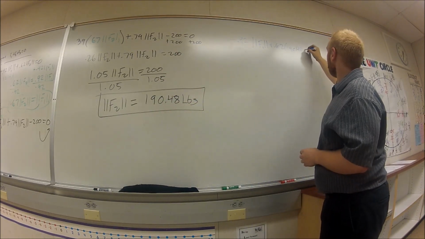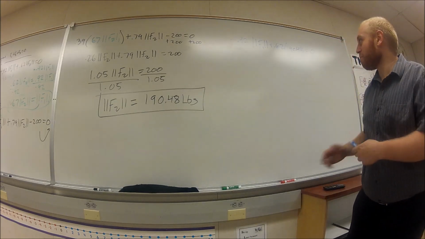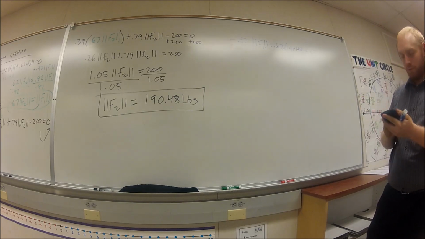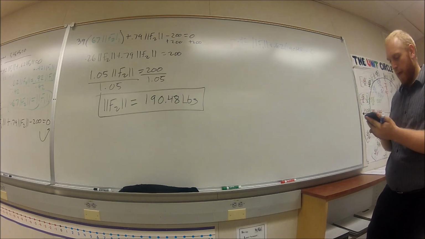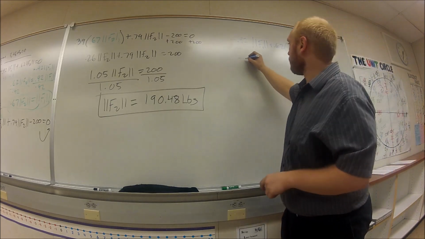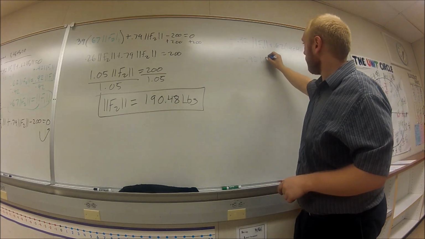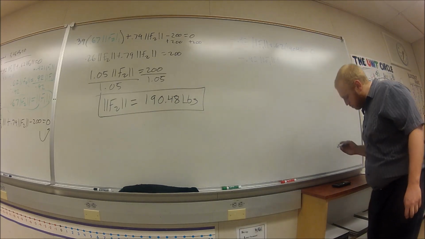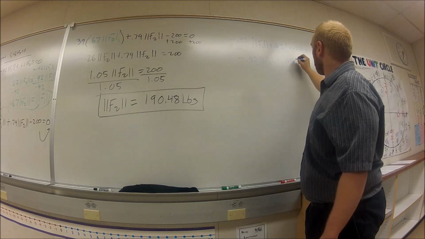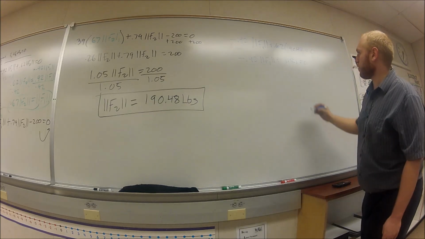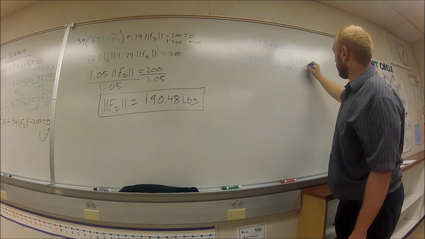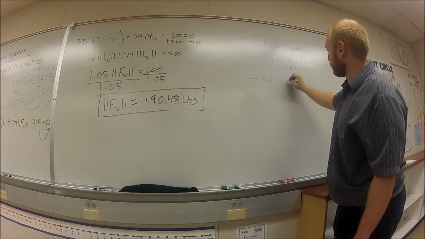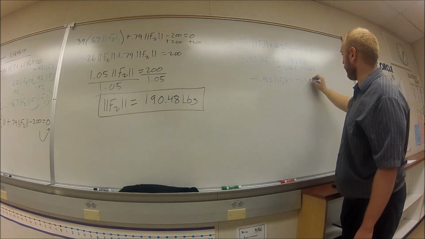190.48 equals 0. Let's multiply this out. 0.62 times 190.48 is that. So we have negative 0.92 times the magnitude of force 1 plus 118.1 equals 0. Let's go ahead and move this guy over. And we got negative 0.92 times the magnitude of force 1 equals negative 118.1.